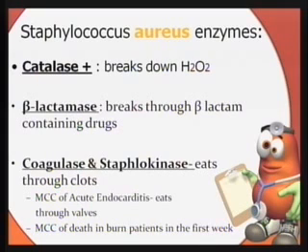All right, so beta-lactamase breaks through the beta-lactam ring. I drew that out for you so you know it's always the garage door. Coagulase and staphylokinase mean it eats through clots. So it's the most common cause of acute endocarditis, because it eats through the valves, and the most common cause of death in burn patients in the first week. They hit this on the boards over and over. If it is the first week, I want you to always pick Staph aureus. If it is after the first week, you're always going to pick Pseudomonas.